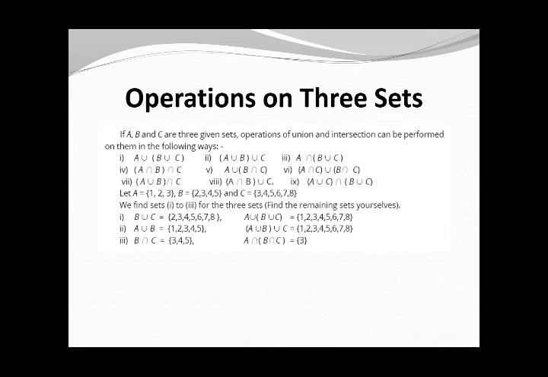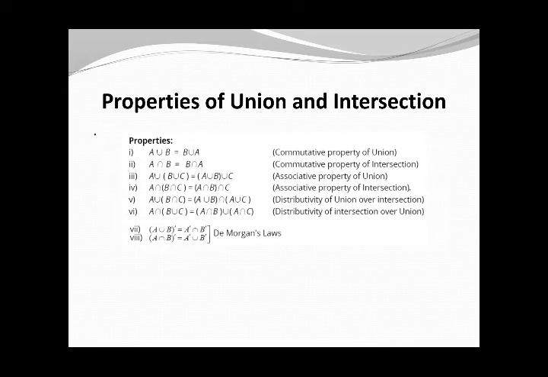Operations on three sets. Like before, the same union and intersection. These are some conditions with given sets, all possibilities. Properties of union and intersection.